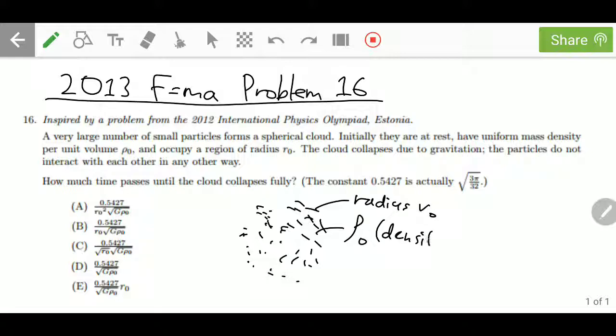And then the cloud collapses due to gravitation, and the particles don't interact with each other in any other way, so it's just collapsing solely due to gravitation. And they're asking for how much time passes until the cloud collapses fully.